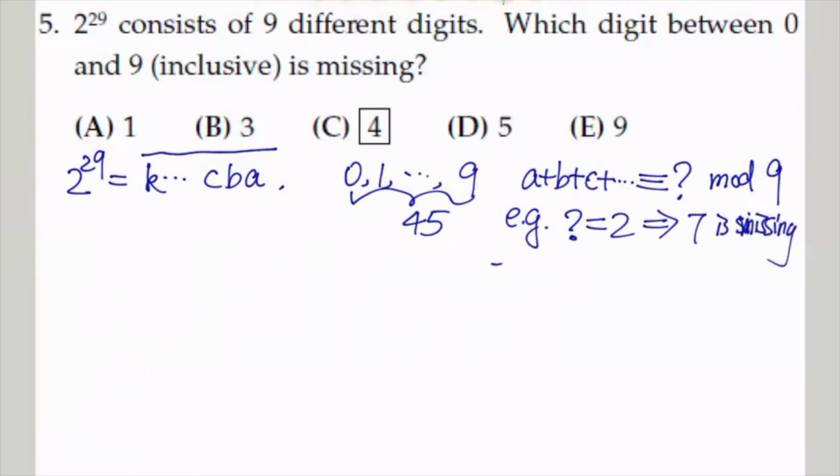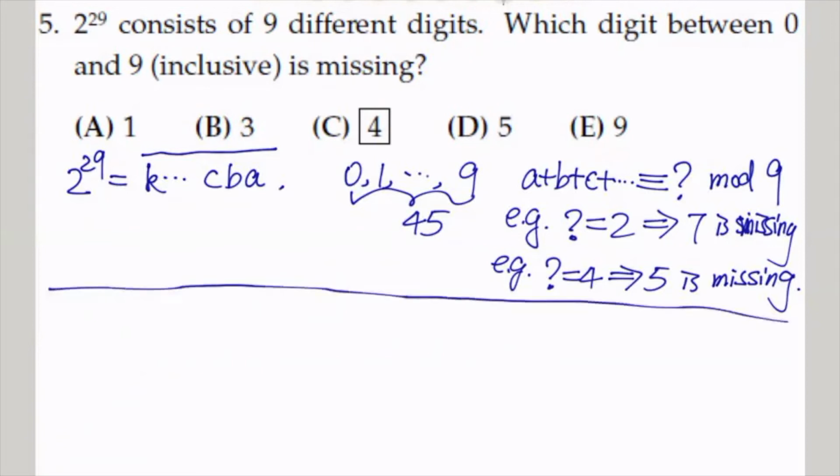Another example, if the remainder is 4, this means that 5 is missing. So as long as we know the sum of the digits in mod 9, what it is congruent with, then we know the answer, right? Okay, so next we are going to establish a result that can correlate a number and its digits in terms of mod 9.